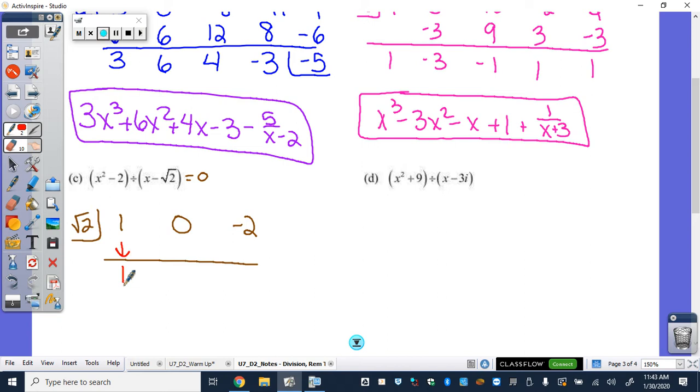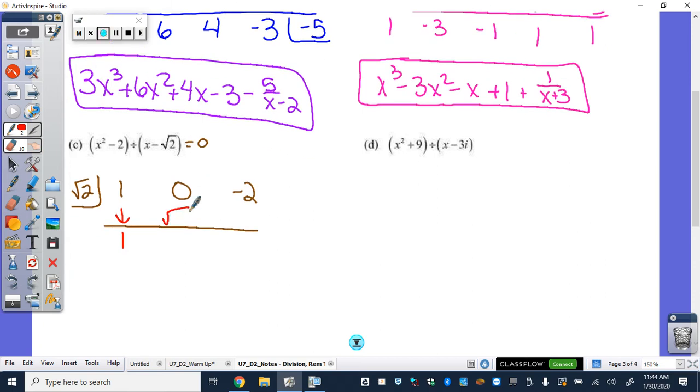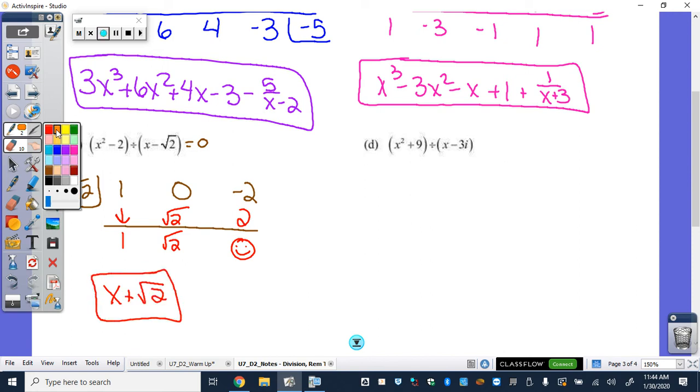Bring down my 1. 1 times radical 2 gives us what? Radical 2. And radical 2 plus 0 is still radical 2. So now radical 2 times radical 2. So we end up with a remainder of 0, because negative 2 plus 2 is 0. So x plus radical 2.